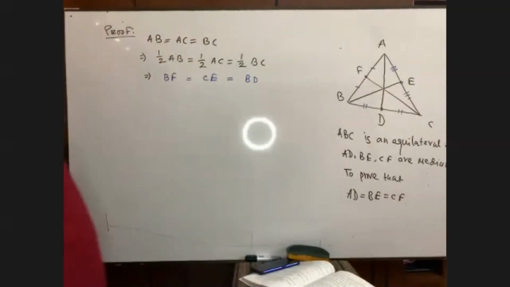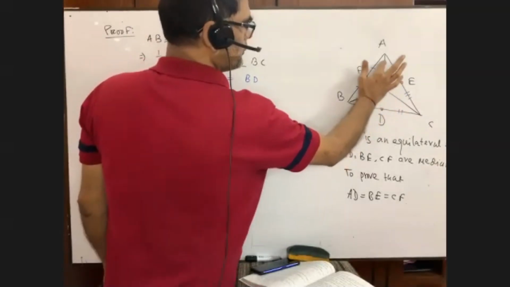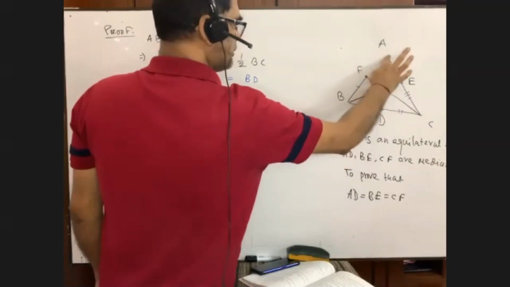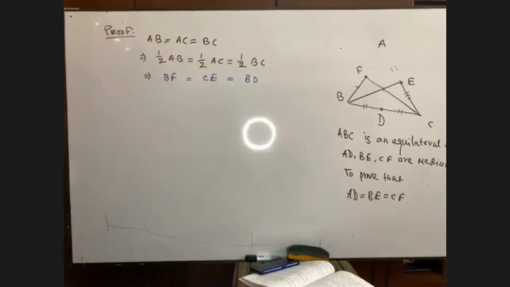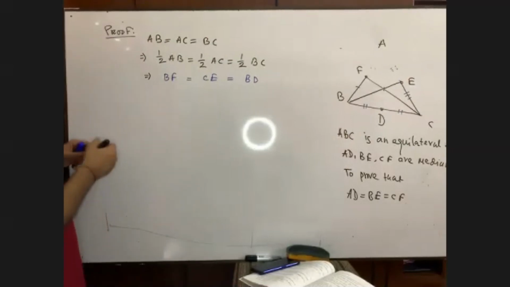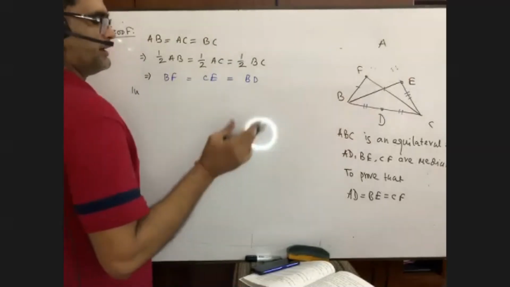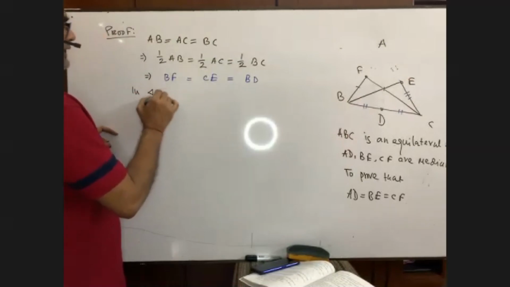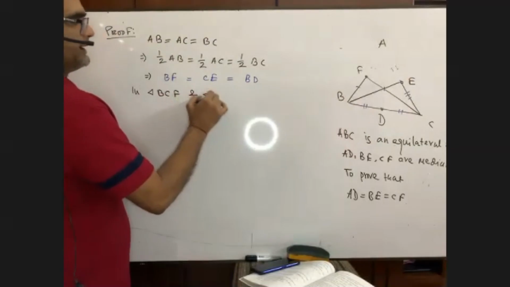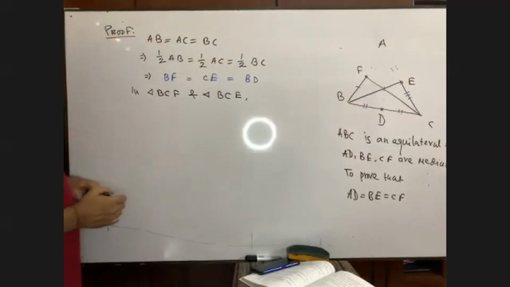Okay. Now you see, suppose I am modifying. Have you seen? Yes, sir. Now you write down what two triangles we are getting now. We are getting many triangles, but we can write triangle BCF and triangle BCE. Can you see these two triangles?